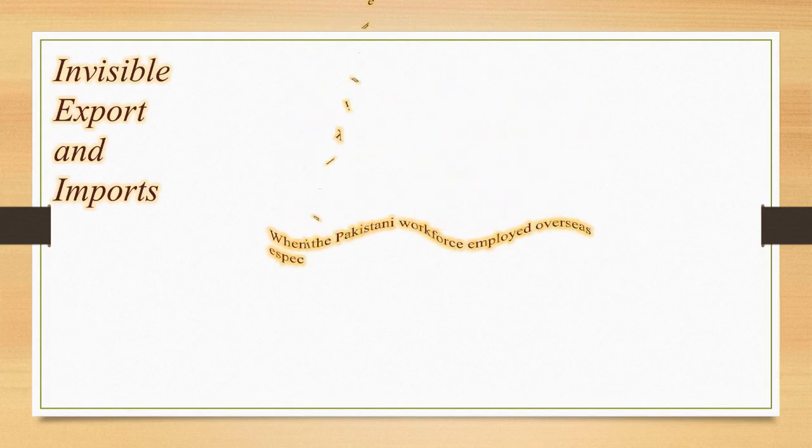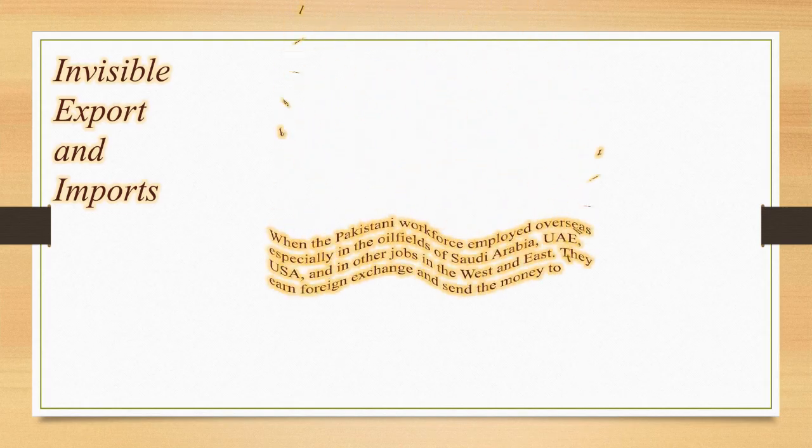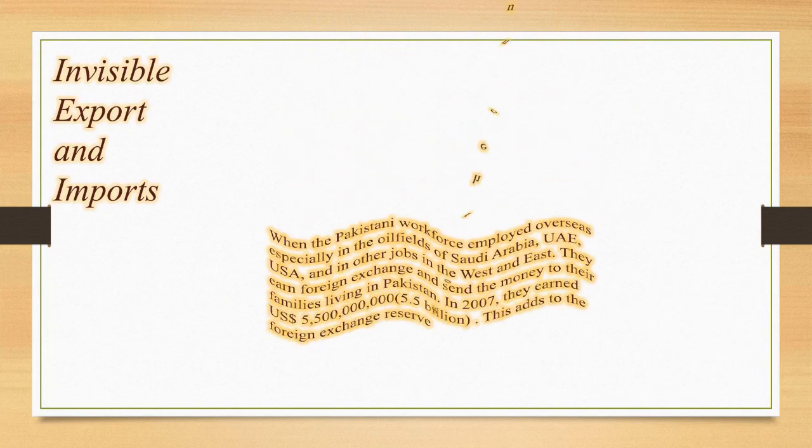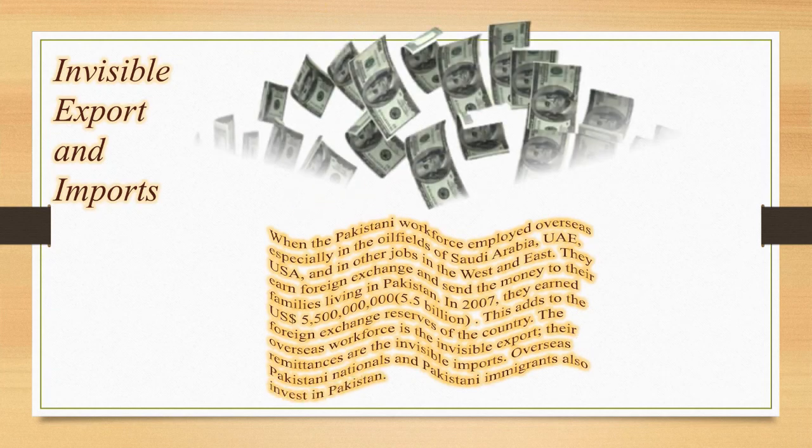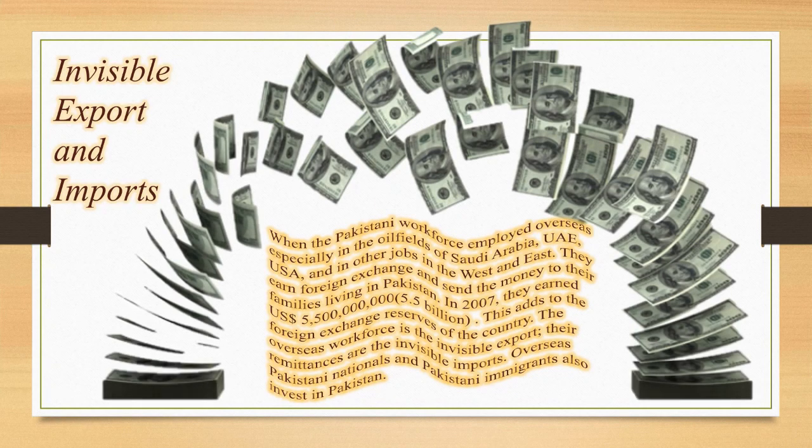When the Pakistani workforce is employed overseas, especially in the oil fields of Saudi Arabia, UAE, USA, and in other jobs in the West and East, they earn foreign exchange and send the money to their families living in Pakistan. In 2007, they earned 5.5 billion. This adds to the foreign exchange reserves of the country. The overseas workforce is the invisible export. Their remittances are the invisible imports. Overseas Pakistani nationals and Pakistani immigrants also invest in Pakistan.